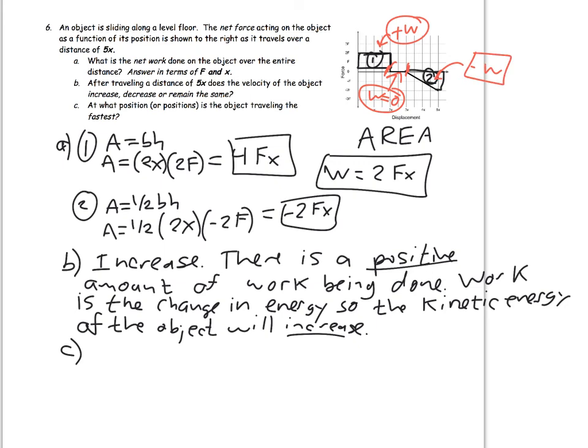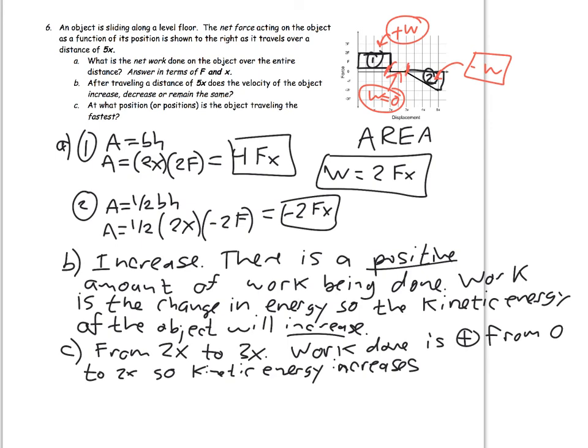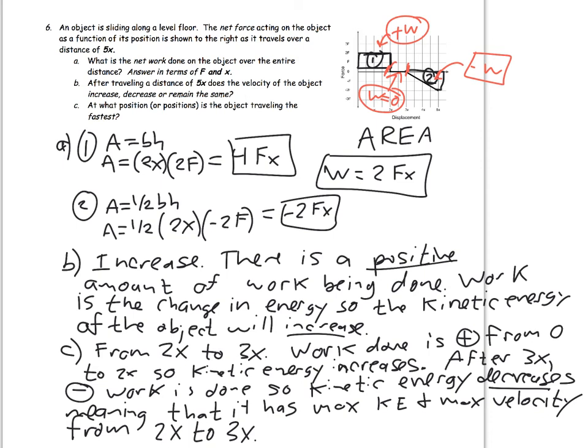That means that this portion right in here is going to be when we're traveling the fastest, because from 0 to 2x, we are increasing our kinetic energy. Then it remains constant from 2x to 3x before it starts to decrease. So from 2x to 3x, we will be traveling the fastest because up until 2x, we had a positive amount of work being done, and after 3x, the work being done is negative.